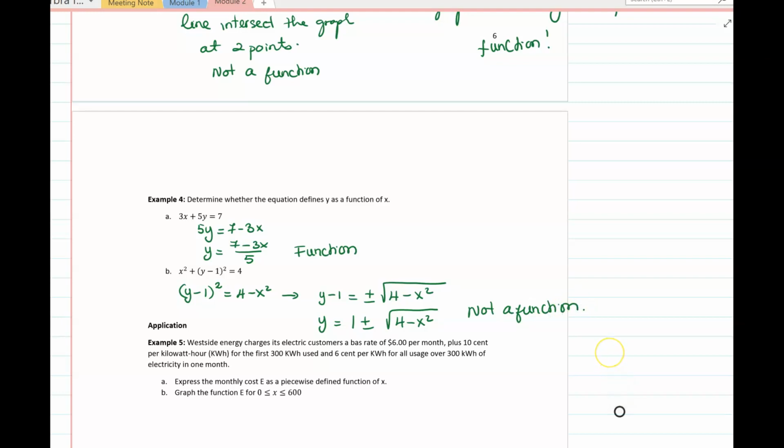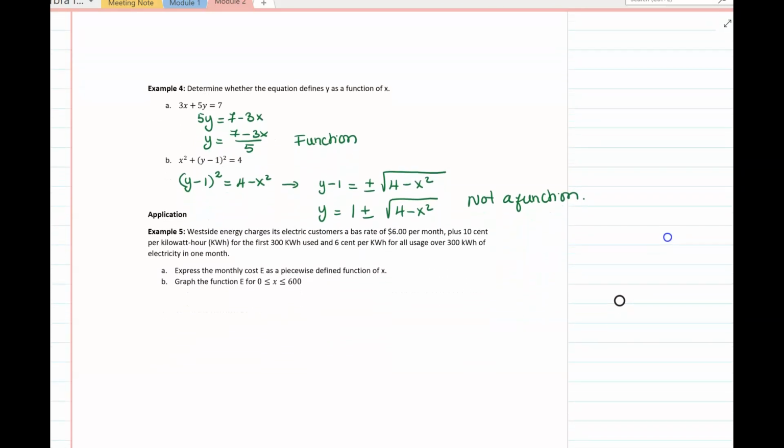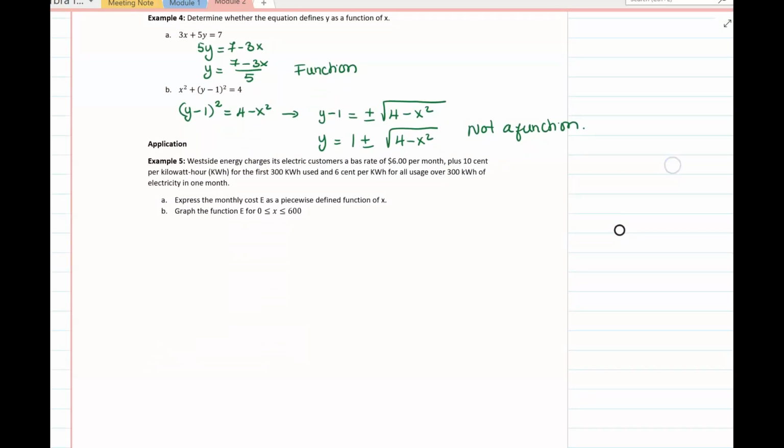Let's take a look at our application problem. Westside Energy charges its electric customers a base rate of $6 a month plus 10 cents per kilowatt-hour for the first 300 kilowatt-hours used, and 6 cents per kilowatt-hour for all used over 300 kilowatt-hours of electricity in a month.